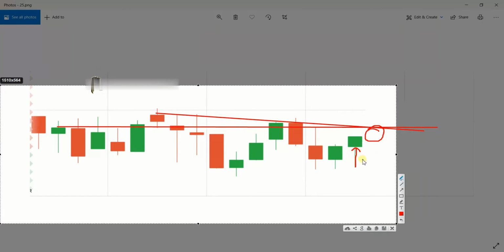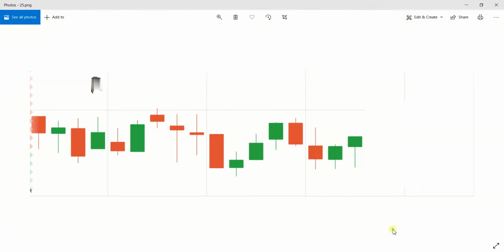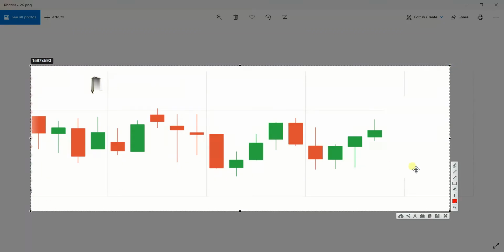So we need to wait again because we don't want to predict the market. We just want to trade with the SNR, right? So we need to wait for the market to close at a level, then we can decide to go. Okay, now you can see I think it is at the level.